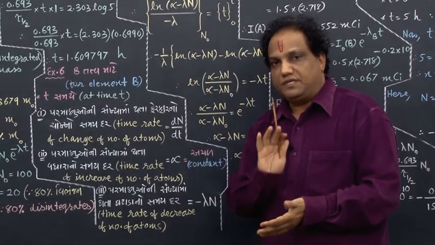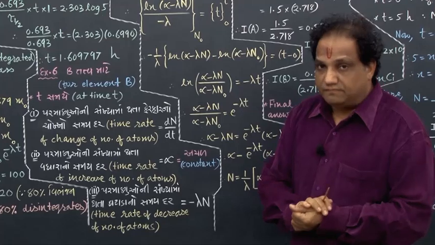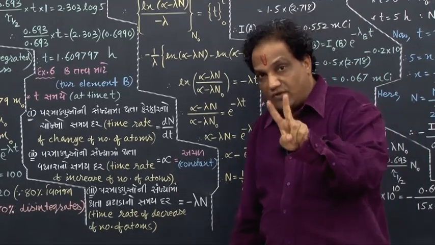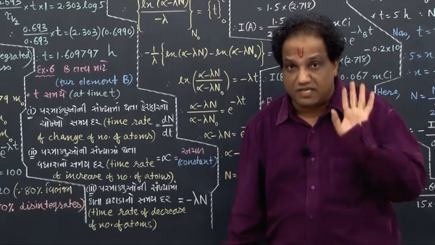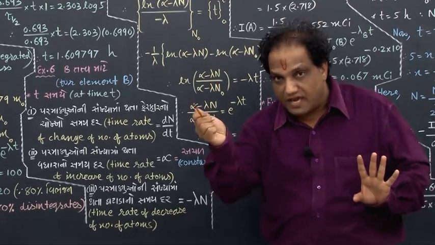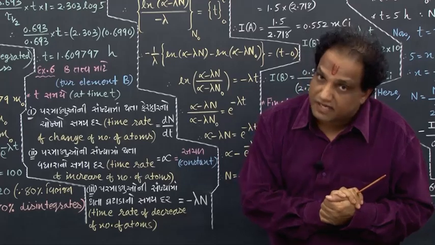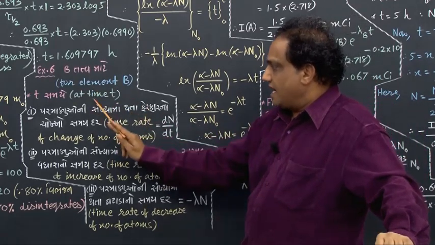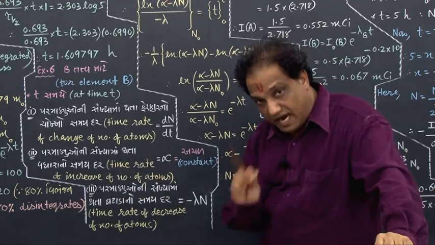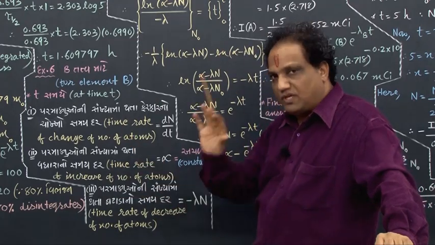Come on, read it. Tell me. What have they given? They have given two radioactive elements, A and B. A is the parent element, B is the daughter element, because A gets converted into B. Correct? Fine.